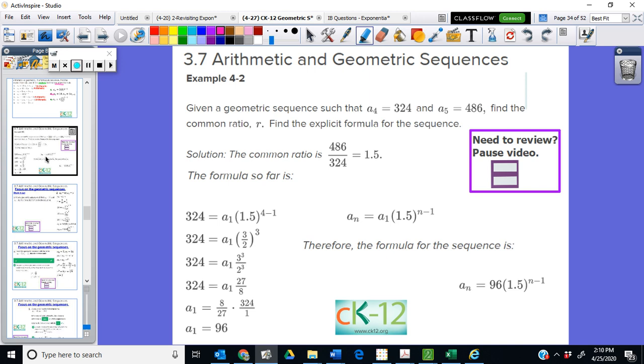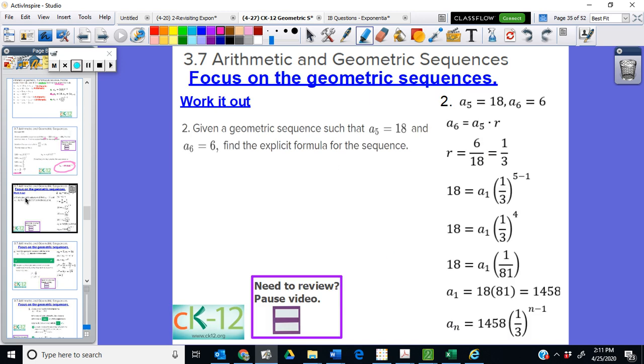Here's another example where, again, we have the fourth term and we have the fifth term, and we're asked to write a model. So look at the progress. You take the fifth, divide it by the fourth, and you get 1.5. And if they're consecutive terms, then we don't need to take square roots or any other roots. Then we have to work backwards to find the first term, and then use that first term and the common ratio in the model. There's a couple other examples to follow. Feel free to pause and review as you like.